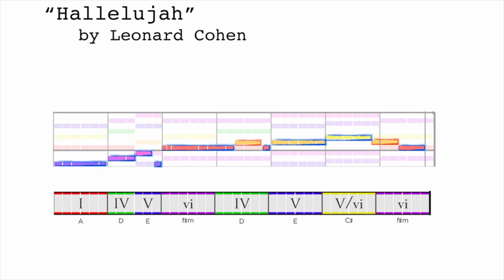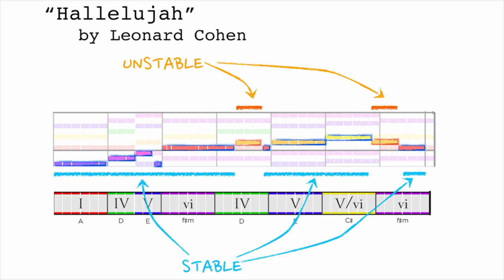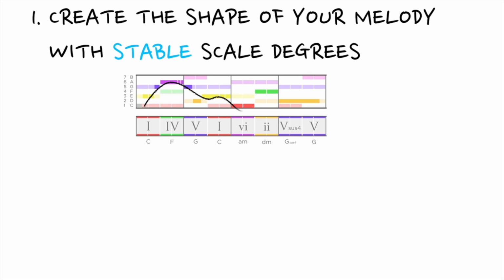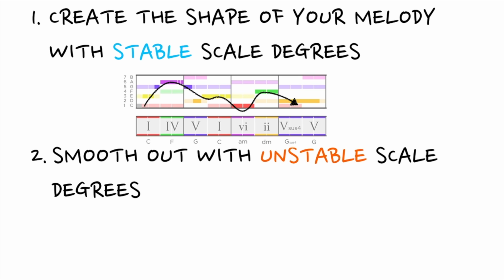Good melodies balance the tension created by unstable scale degrees with the stability offered by stable ones. If you are new to this concept, a great place to start is first to create the overall shape of your melody with stable scale degrees, smoothing it out later with unstable ones.